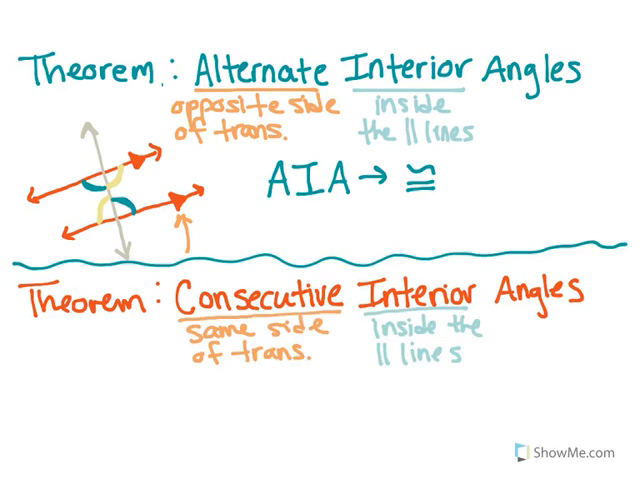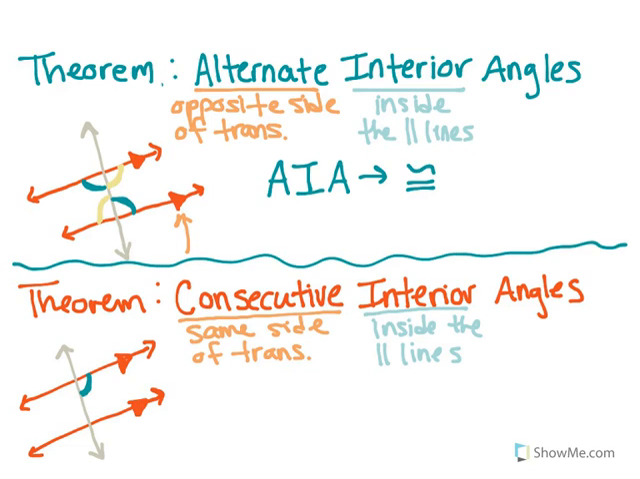And when we say the word consecutive, it means it's on the same side of the transversal, and the interior means the same one as above. They need to be on the inside of the parallel lines. So I'm going to get my picture drawn. So I'm going to go ahead and pick my first angle, which is right here in blue.